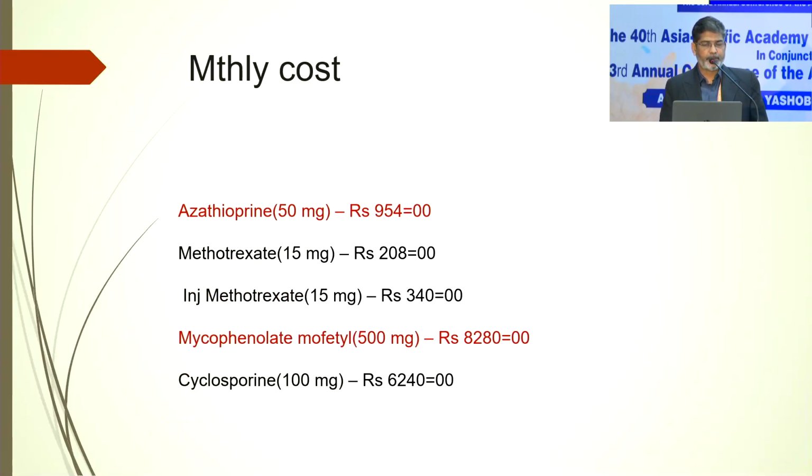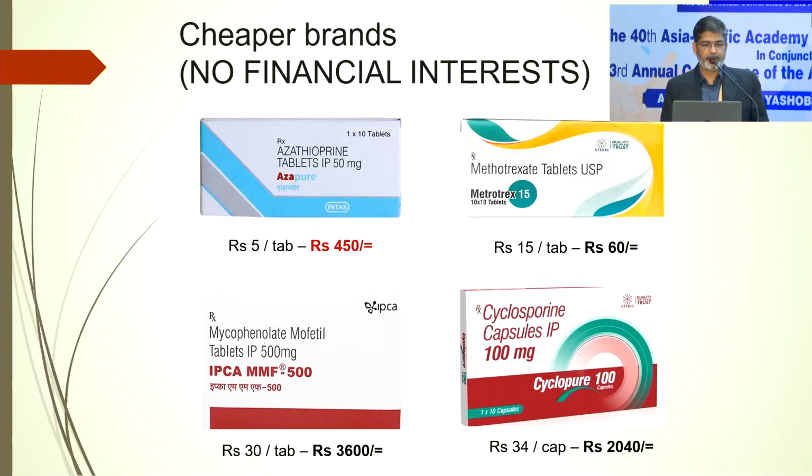The cost used to be much more in the earlier days, around 1,000 rupees per month, vis-a-vis mycophenolate mofetil, which used to be around 8,000. But that gap has been bridged now, and there are cheaper brands available. So this would be somewhere around 500 rupees a month for azathioprine as compared to mycophenolate, 3,600. So azathioprine could still be the drug of choice, though in the earlier days this was the only immunosuppressive available other than methotrexate.